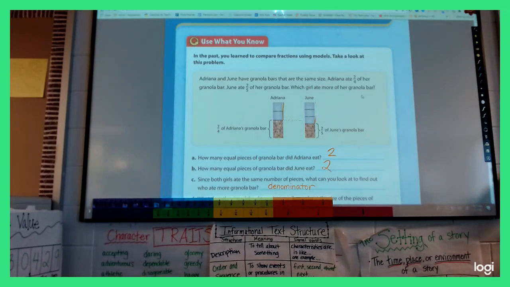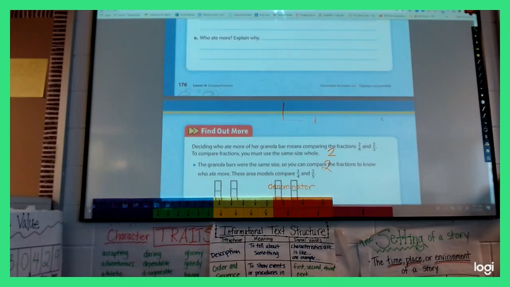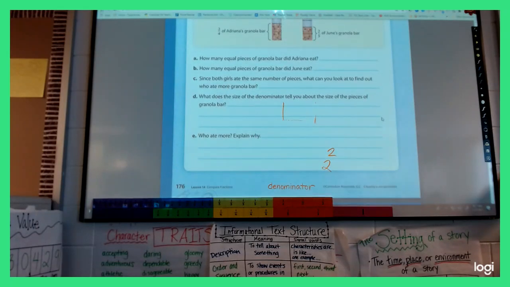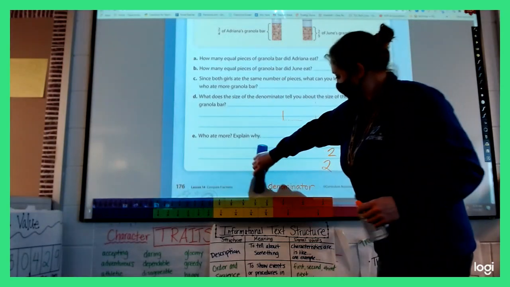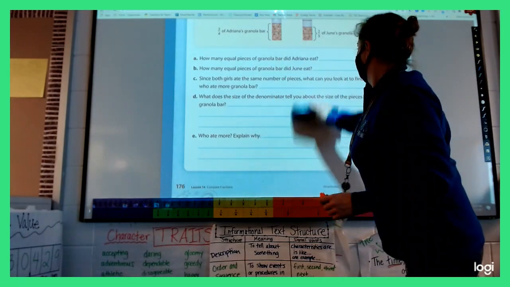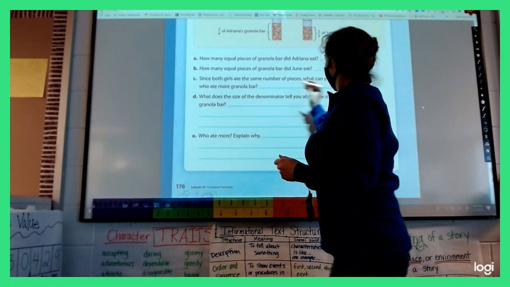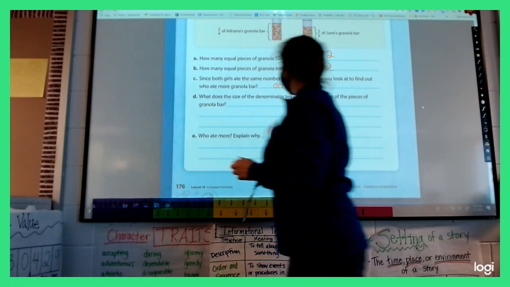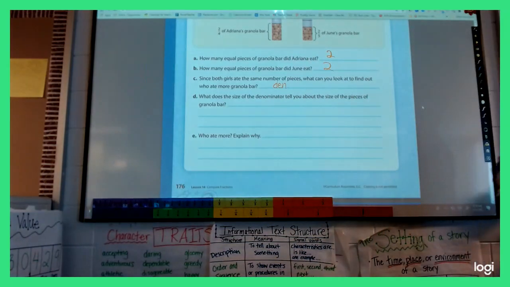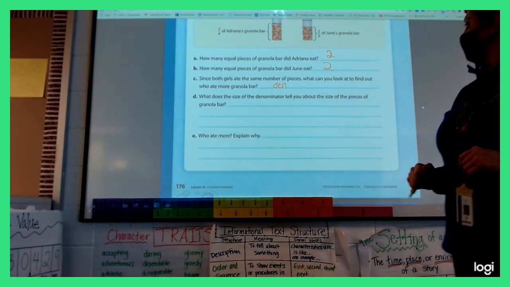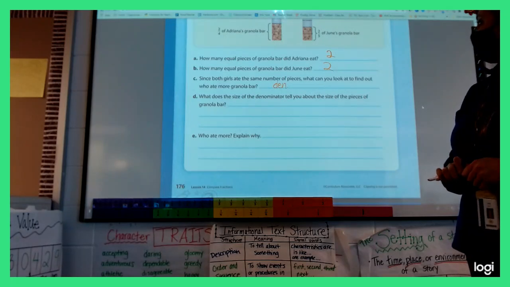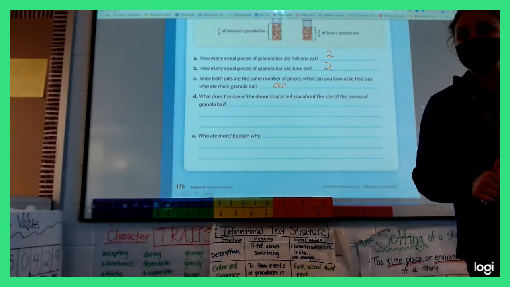Can I read the next one? Okay. So I had this was a 2. I'm just going to rewrite it, and this was the denominator. All right, D. Hayden, go for it. What does the size of the denominator tell you about the size of the pieces of granola bar?